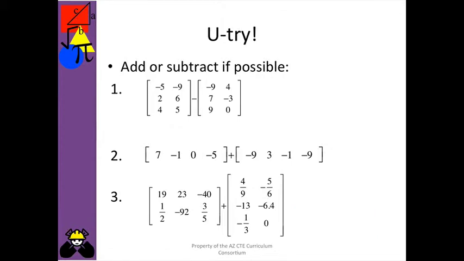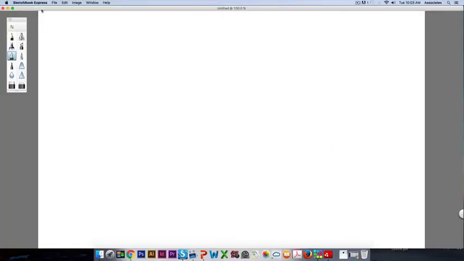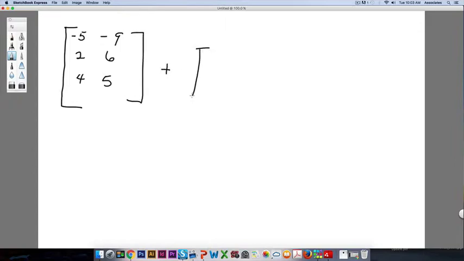All righty, welcome back. Let's go ahead and go to the slates and see what we came up with. All right, first one. Let me draw my matrix. Remember they're bracket symbols, and let me get my problem down. The first row in the first one was -5, -9. The second row is 2, 6. And the third row is 4, 5. And they want us to subtract the matrix -9, 4. And then the second row is 7, -3. And the third row is 9, 0.